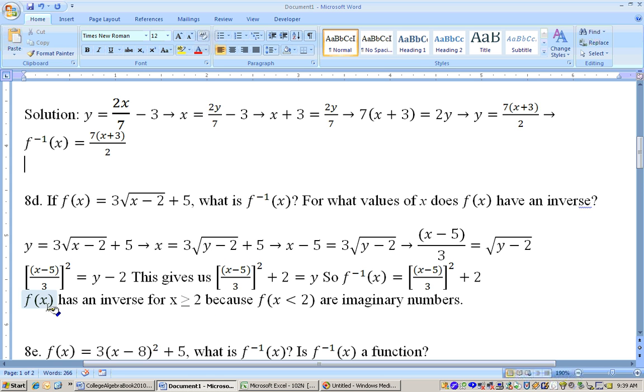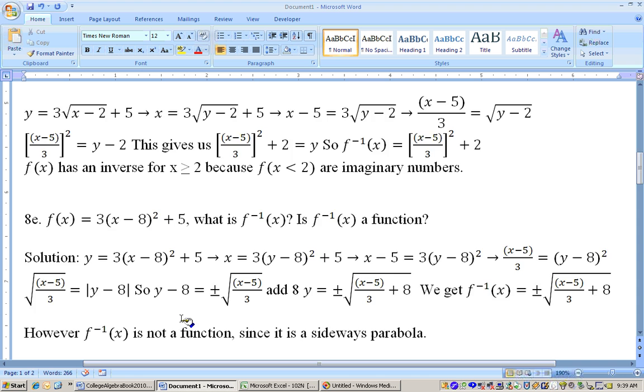Well, f of x right here only has an inverse for values of x greater than or equal to 2, because if you put in 2 in here, you get 0, which is fine to take the square root of 0. But if you put in values less than 2, let's say 1, for example, 1 minus 2 is -1, and the square root of -1 is an imaginary number. So it only has inverses for values of x that are greater than or equal to 2.